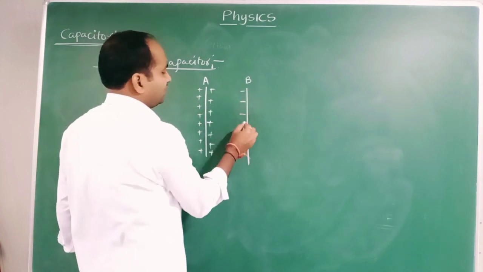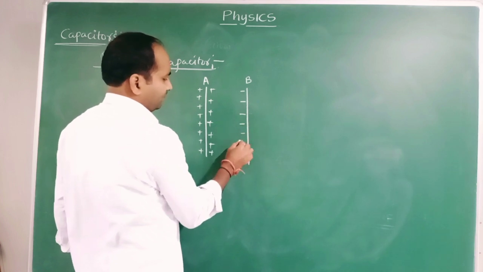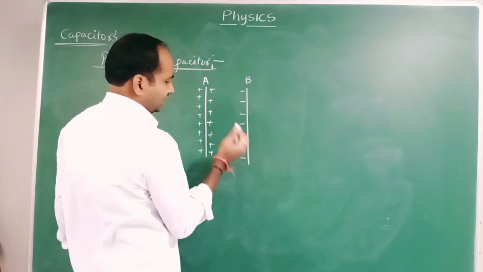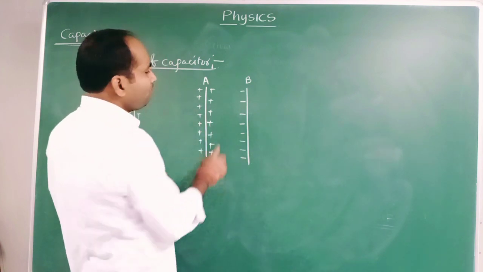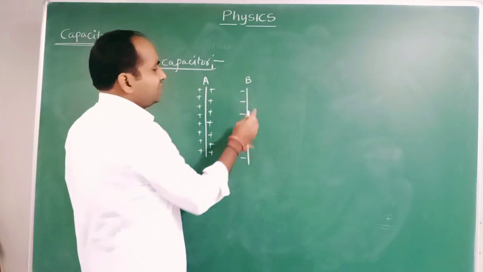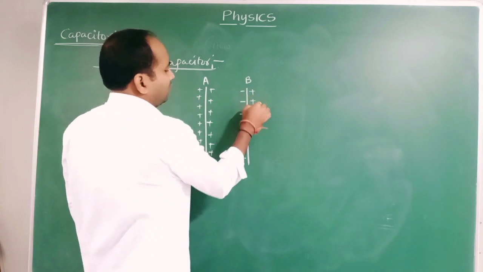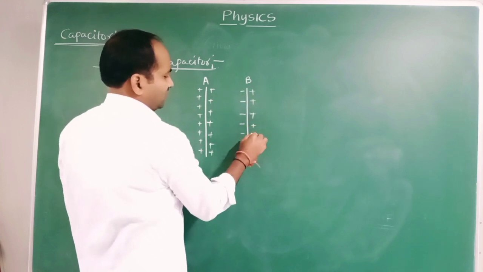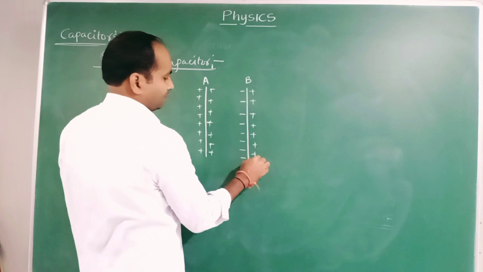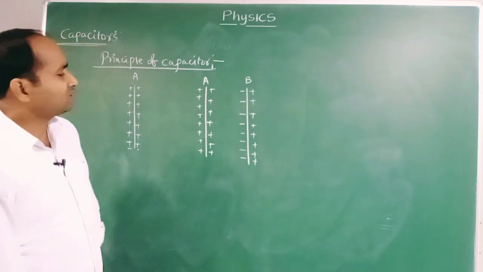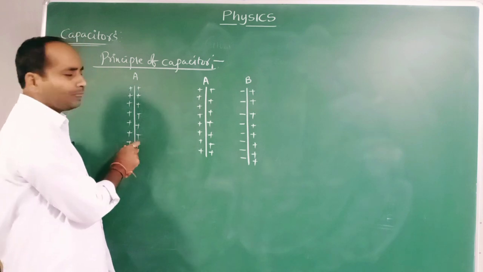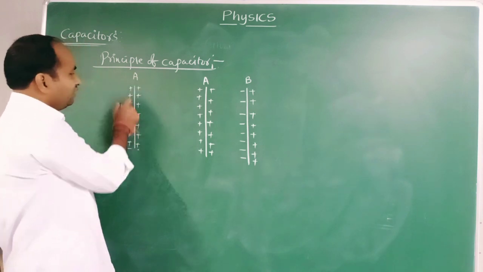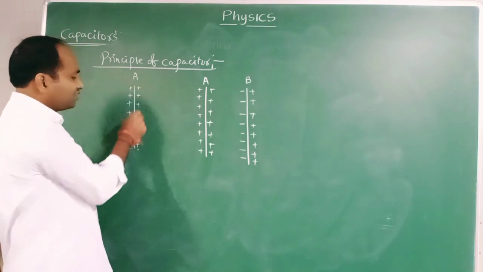Here the negative charge will be induced on the inner side of the conductor B, and on the outer surface of B, positive charge is induced again. Actually, what we have taken here is only the conductor A, given a positive charge which resides on the surface.